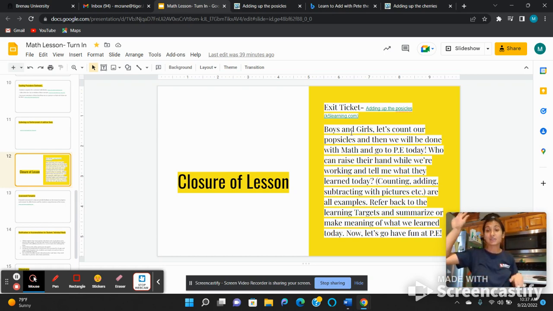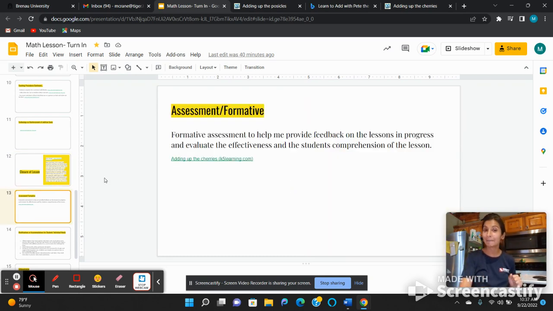And then I want you to close the lesson. I'm going to close the lesson. Who can raise their hand while they're working, while they're finishing their popsicle sheets and eating their M&Ms, and tell me what we learned today? You hope that they're going to raise their hand and they're going to say counting and adding, and we learned how to take away and subtract with pictures. Refer back to your learning targets, the I can statements at the top of your lesson plan, and summarize and make meaning of what you learned today, okay, to reinforce. Now let's go have fun at PE.